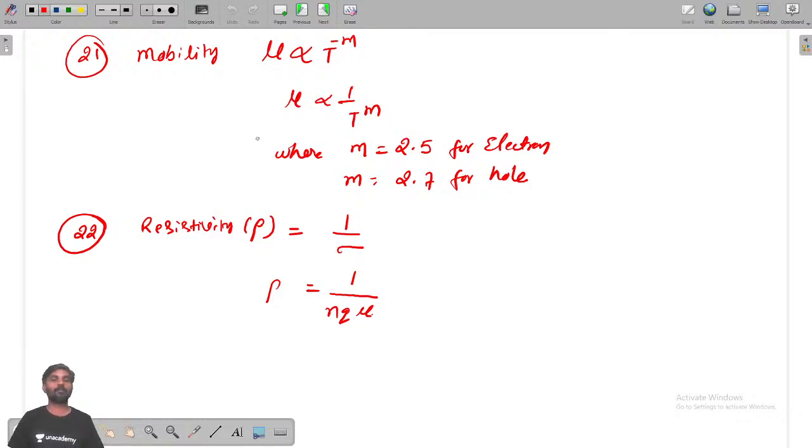So mobility mu is proportional to T power minus m, where m is equal to 2.5 for electrons and m is equal to 2.7 for holes. And resistivity, this is also important. Rho, resistivity, is equal to 1 by n q mu.